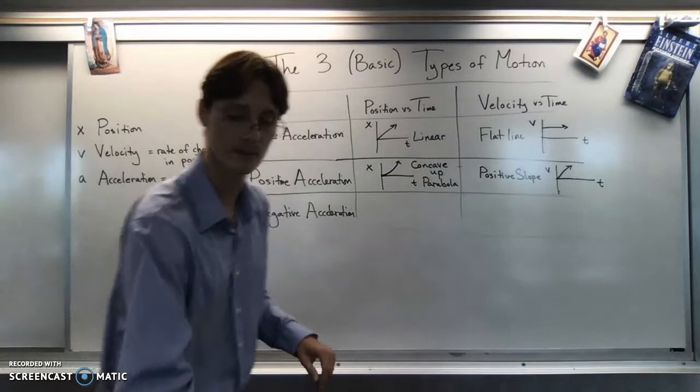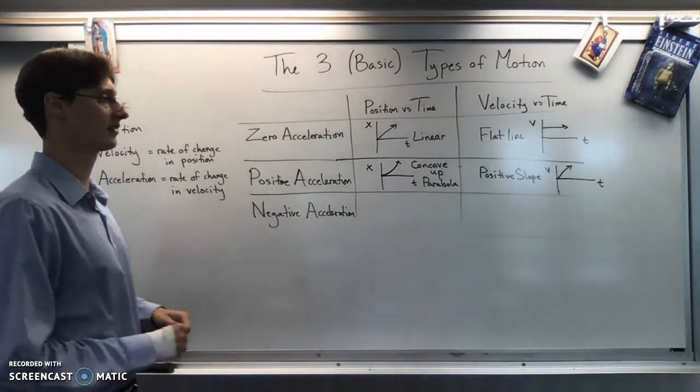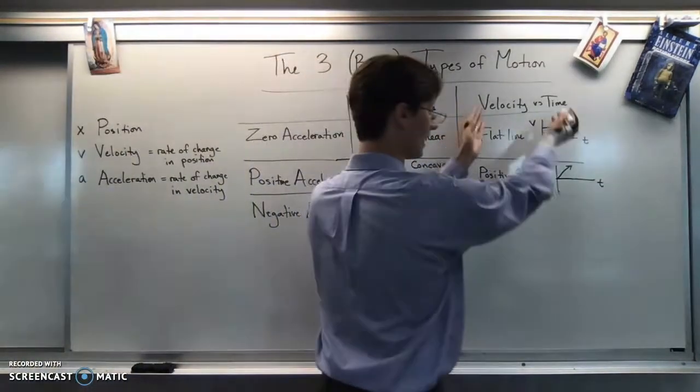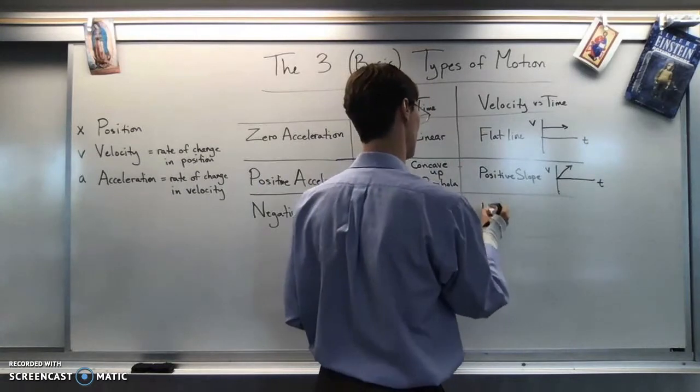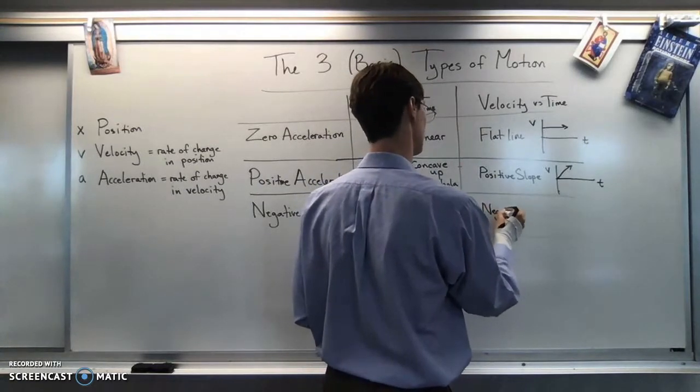Okay. All right. Negative acceleration. Your velocity versus time graph will have a negative slope.